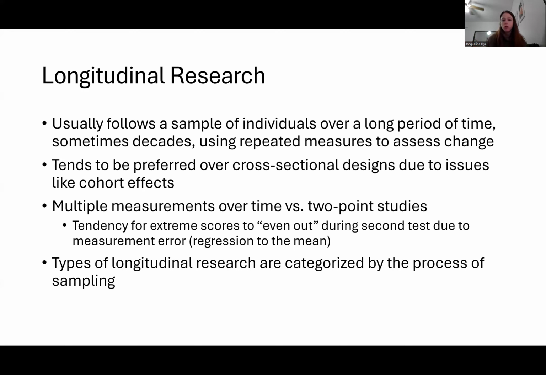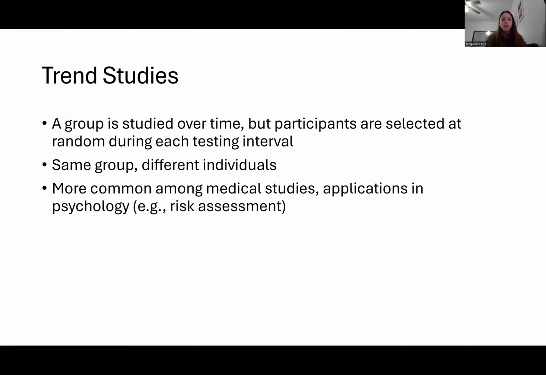And the types of longitudinal research that are discussed in the chapter, the important thing that distinguishes them is more so the process by which people are sampled for the research. So next we have trend studies. This is a type of longitudinal design, but participants are selected at random during each testing interval. So participants are coming from the same group, but it's different individuals that are being selected to participate in the research. And this kind of study is more common among medical literature, but it does have some applications in psychology.